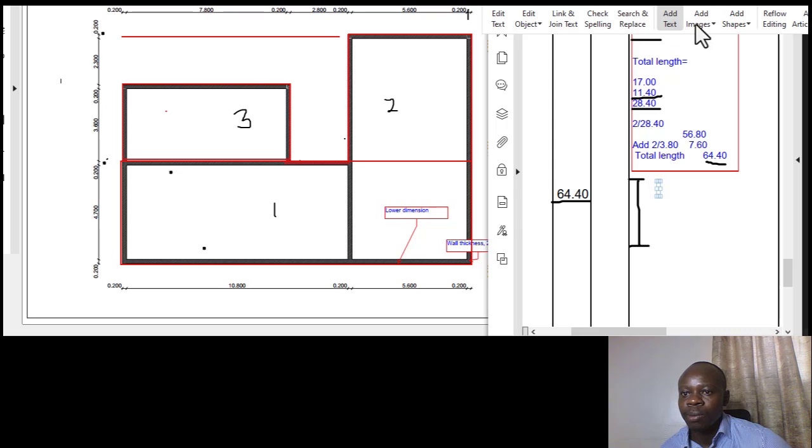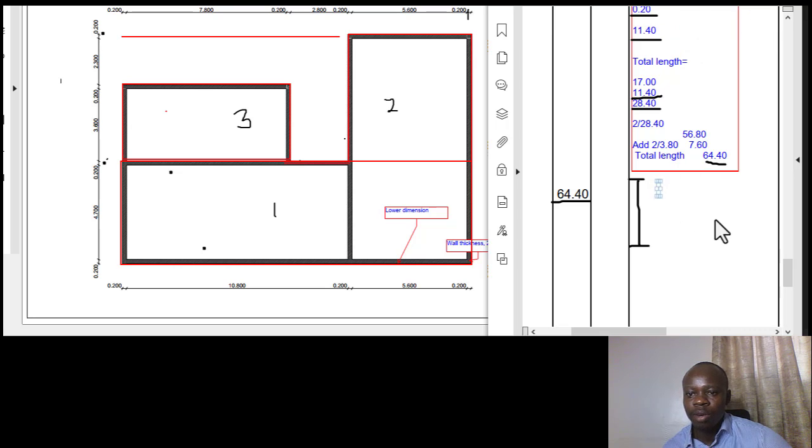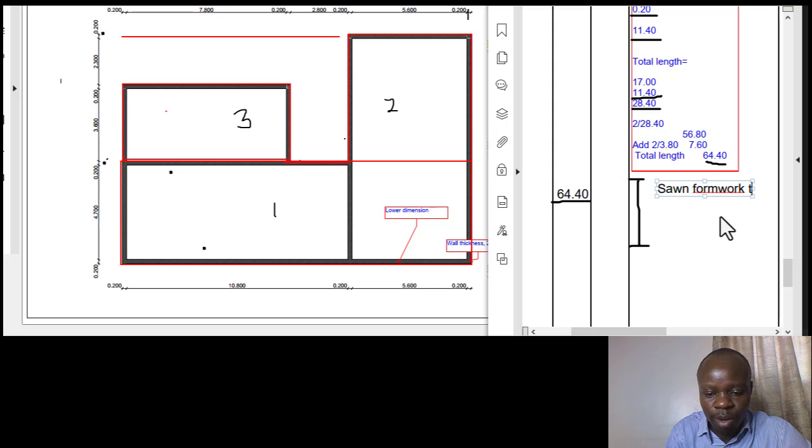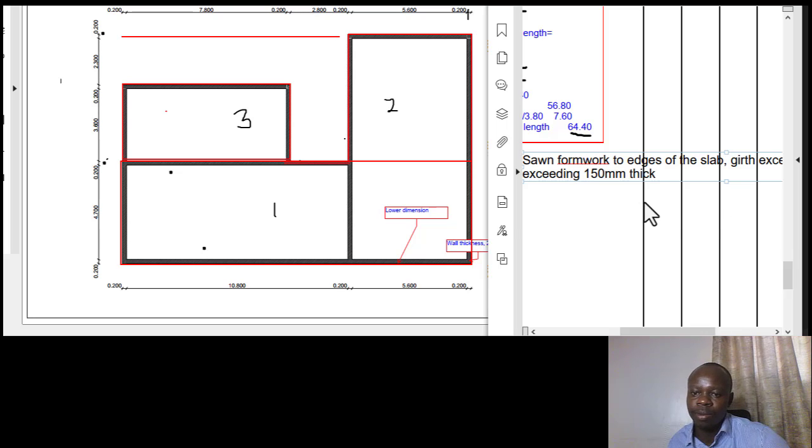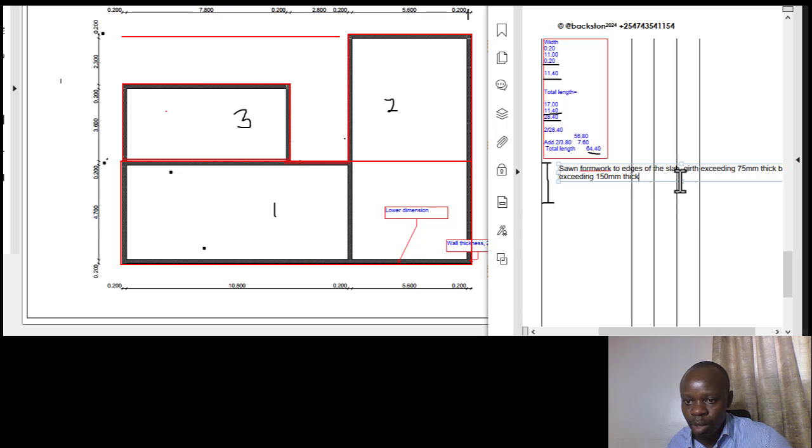So let's just go on and add what we have, and that is, just say, for instance, sawn formwork to edges, sawn formwork to the edges of the slab, girth exceeding 75 millimeters thick but not exceeding 150 millimeters thick.